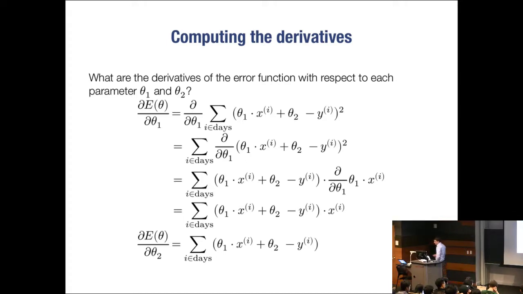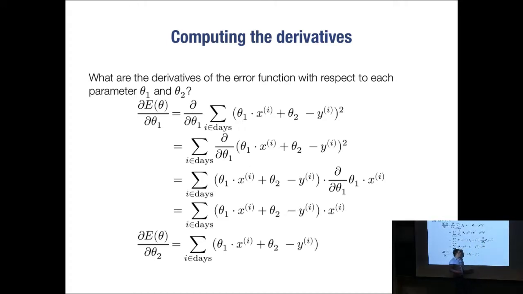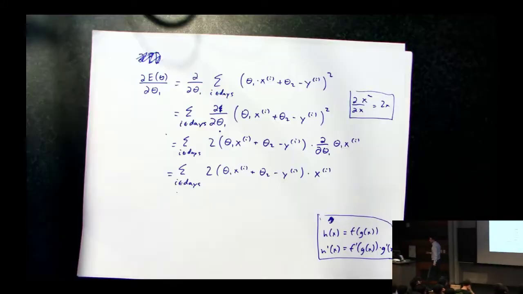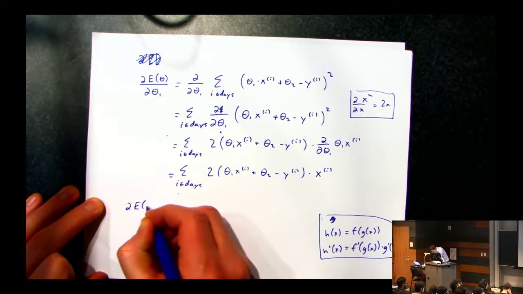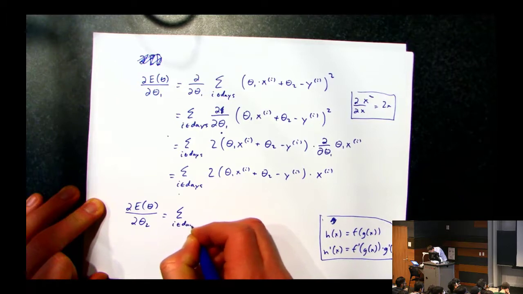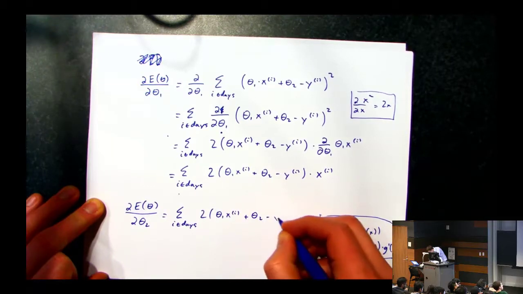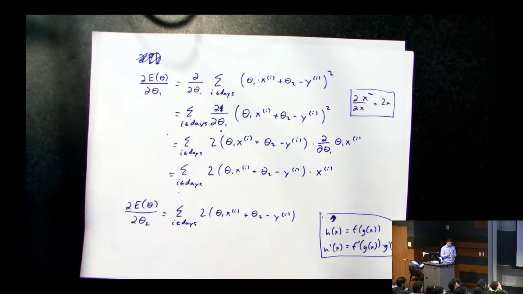And in a similar way, again, modulo the missing 2, if you do the exact same thing with theta 2, the exact same logic will hold, except on the outside here, you only have a theta 2 term. And so that would just be 1, right? So you would have just this term here. So the partial derivative of the error function with respect to theta 2 is just equal to the sum over all our days, 2 times theta 1 x_i plus theta 2 minus y_i. Okay. So those are our derivatives.